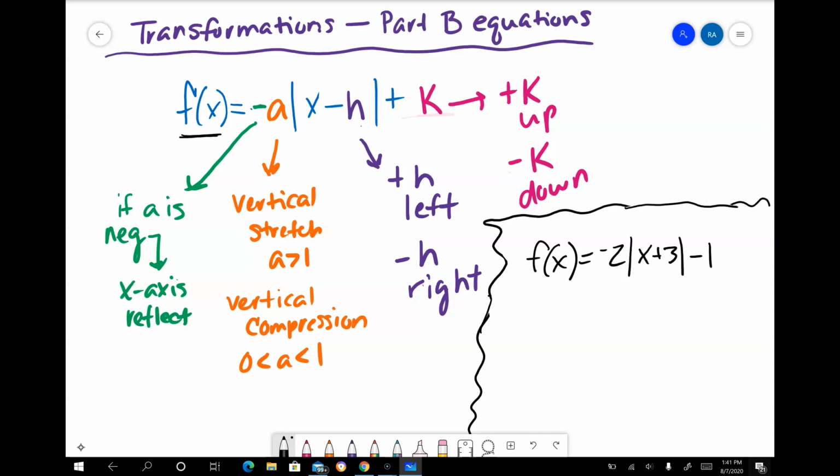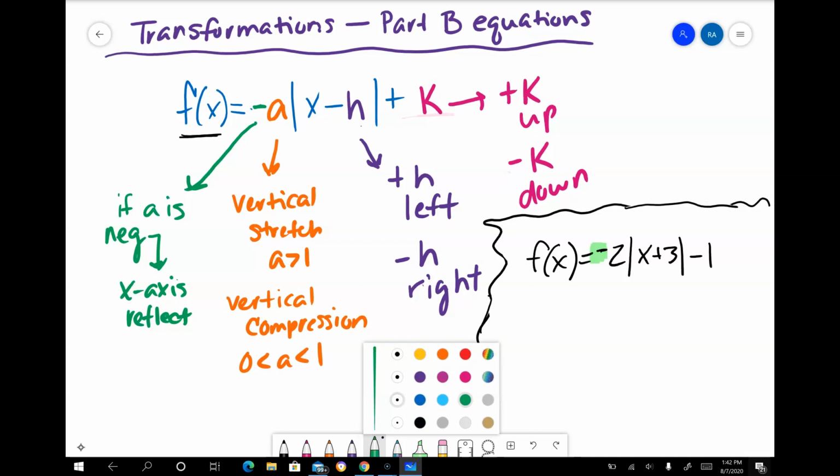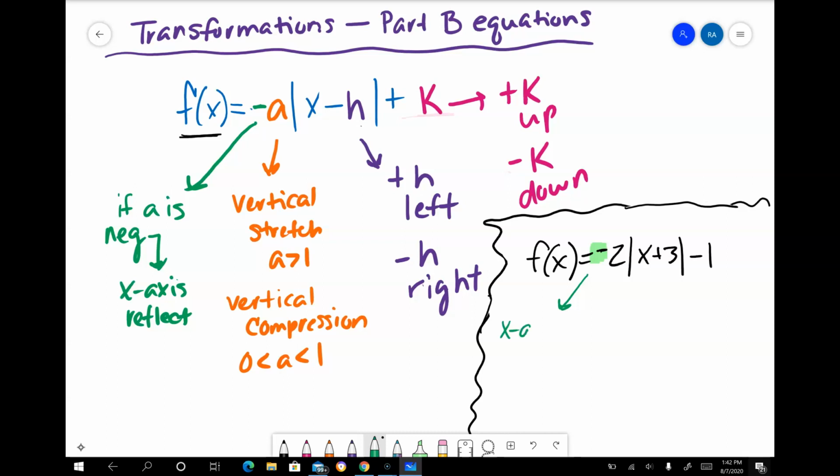All right, so this one, it's got all of them, doesn't it? Okay, so if you look, we're going to do these from left to right. The first one's going to be a negative. If there is a negative, there's an x-axis reflect. Well, look, there's a negative, right? So there is an x-axis reflect. So all you state is x-axis reflect. That's it. No units, no nothing, okay?